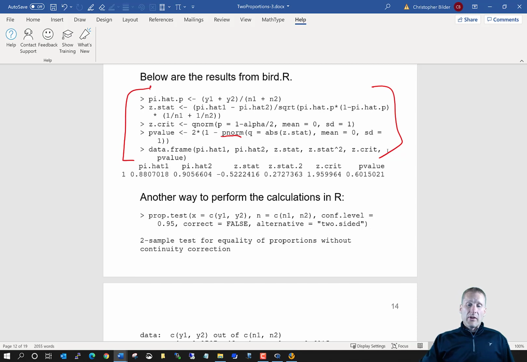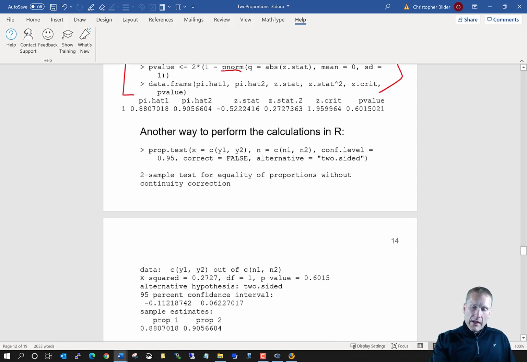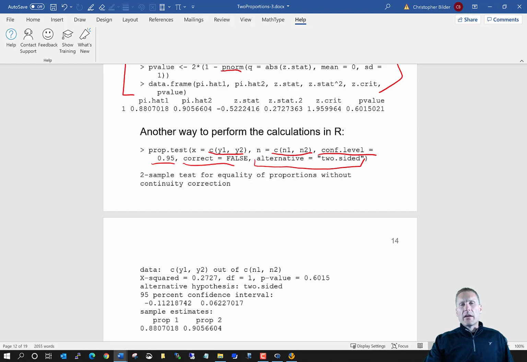Another way that we could perform the tests in R is to use prop.test. Now for our x argument, we use the unadjusted sample values. So y1, y2, n1, and n2. conf.level is 0.95. Our alpha is 0.05. correct equal FALSE. And I just want to mention here too, even though this is the default, alternative equal two.sided. We have a two-tailed test. There are similar alternative argument values that you can use for a left-tailed test and right-tailed test. Okay, so here's our p-value that we've calculated before.